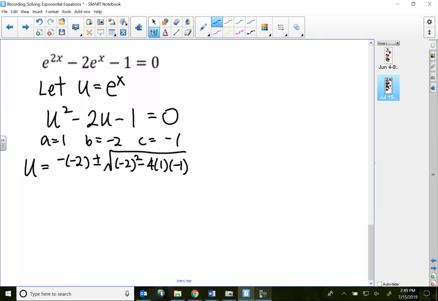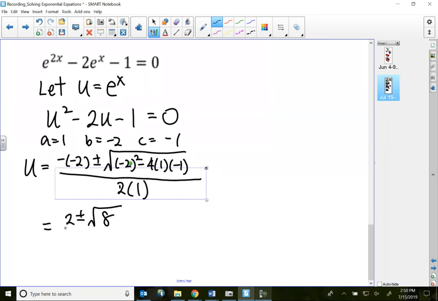which I think inside the square root, times by over 2 times a. Inside the square root, I think it's going to be 8. So negative 1 times negative 2 is positive 2 plus minus square root of 8 over 2. I'm not going to simplify this yet because this is what u equals, okay?